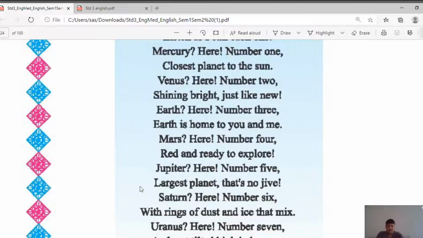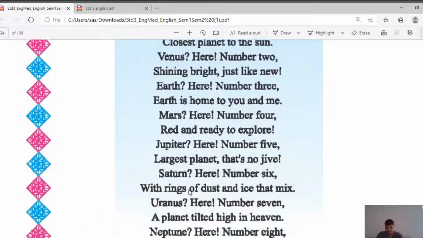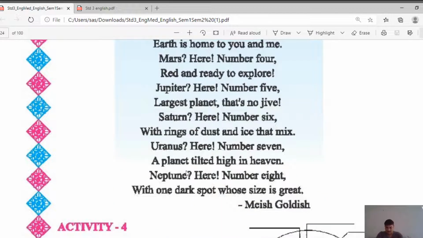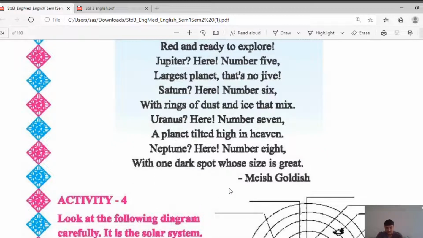Jupiter, here number 5, largest planet, that's no jive. Saturn, here number 6, with rings of dust and ice that mix. Uranus, here number 7, a planet with tilted high in heaven. Neptune, here number 8, with one dark spot whose size is great. This song is by Miss Goldis.